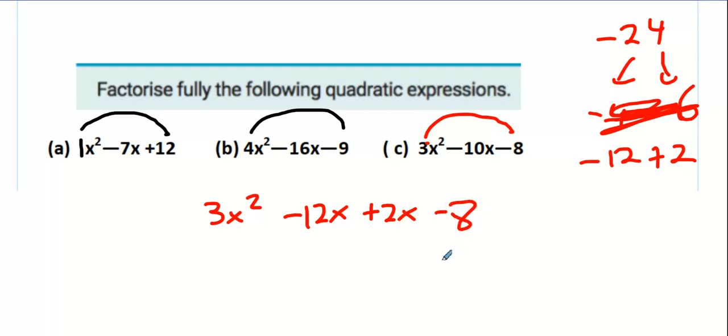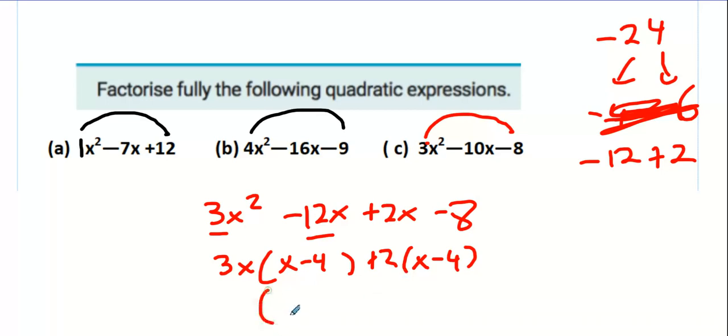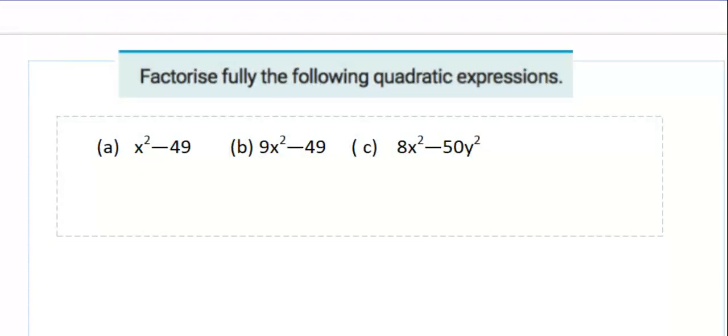Okay. What to do next? What divides into 3 and 12? Yeah, and now what's left over? X and 4, and then that's also X and 4. What goes here? Right, 2x plus 2 and what's next? X minus 4. Cool. Lads, this one here is what's known as the difference of two squares.